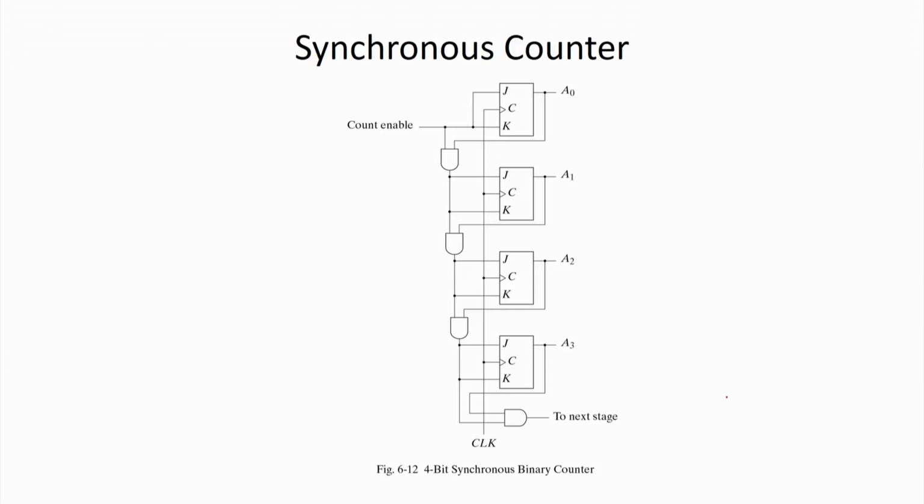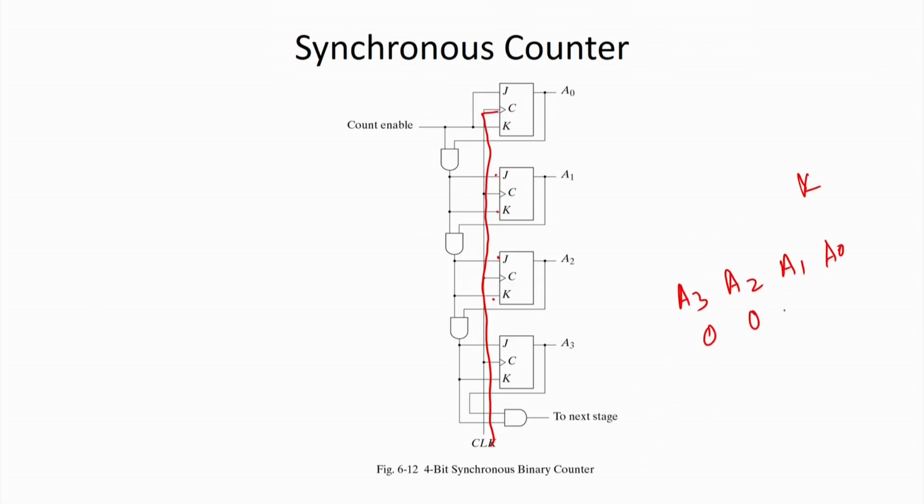Similarly, we have the synchronous counter. You just see that now here we are giving the same clock to all the flip flops. Again it is a 4-bit counter, I can say A0, A1, A2, A3. Now, you just see how we are setting J and K over here. Depending on that, you are going to get the behavior.